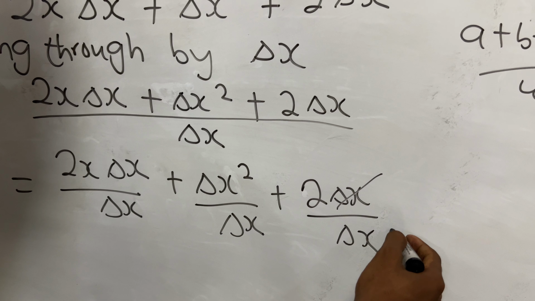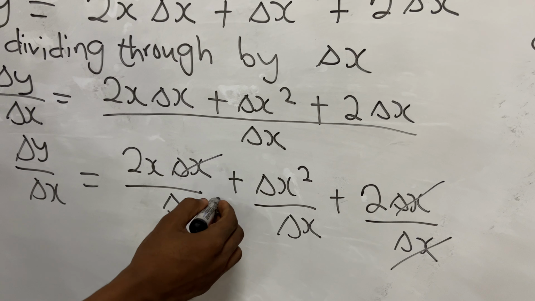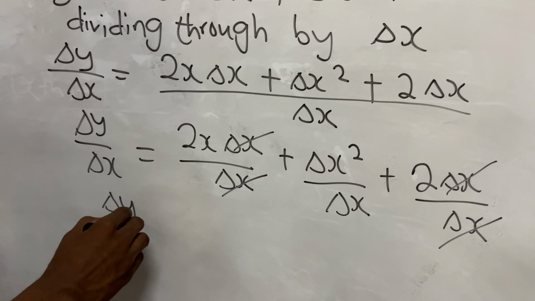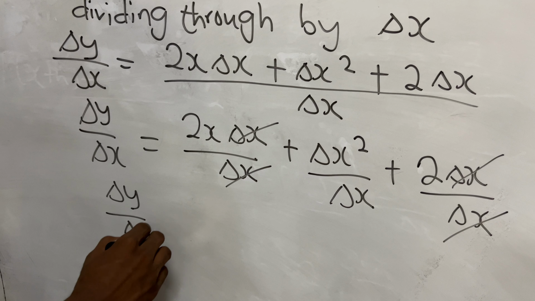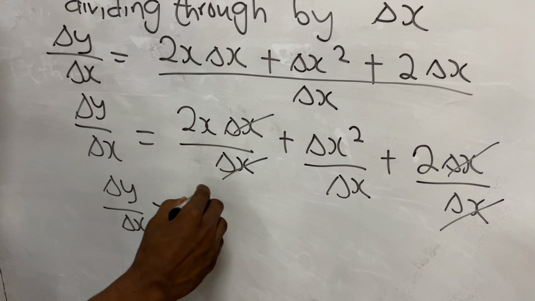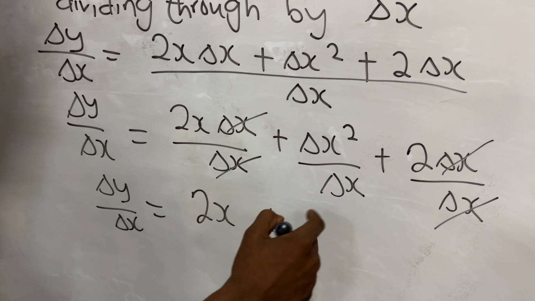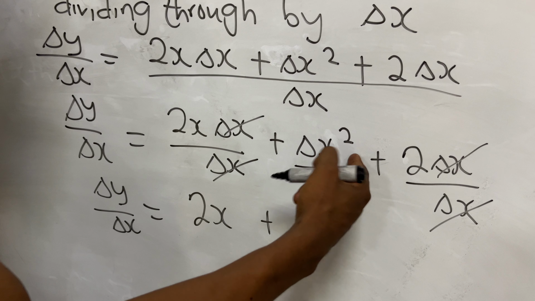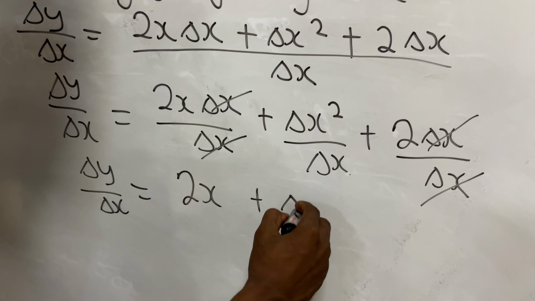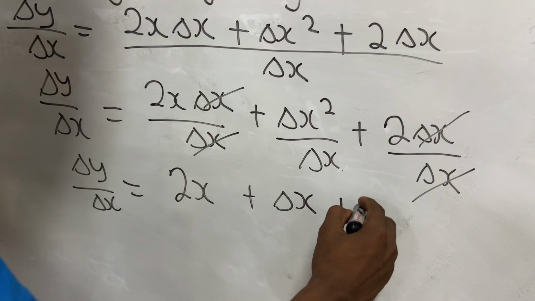So clearly this will take off this, this also cancels this. So I have change in y over change in x equals, this will give me 2x plus this will cancel one of this change in x. So I'll get change in x, then plus 2.